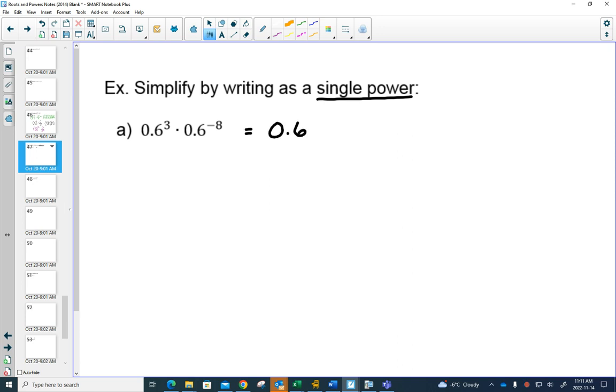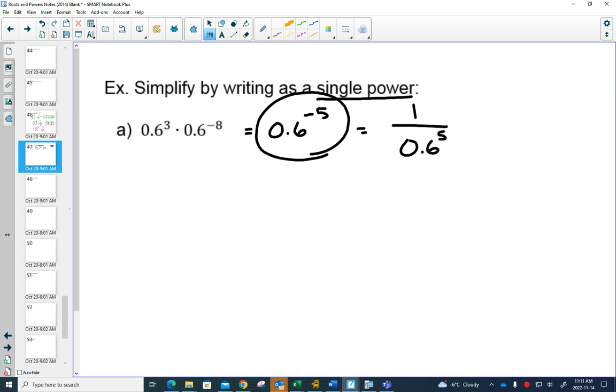We get 0.6, add the exponent would be -5, which is the same as 1 over 0.6 to the positive 5. But as a single power, this would be fine as a final answer. So multiplying with the same base, we have to add the exponent.